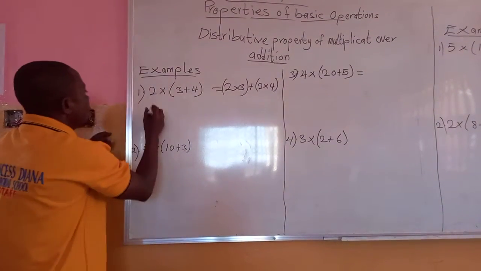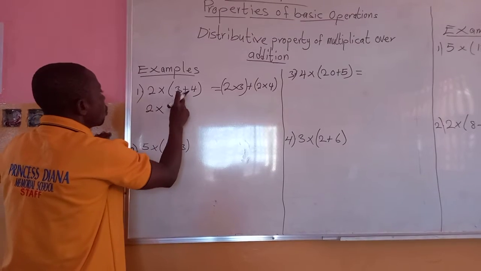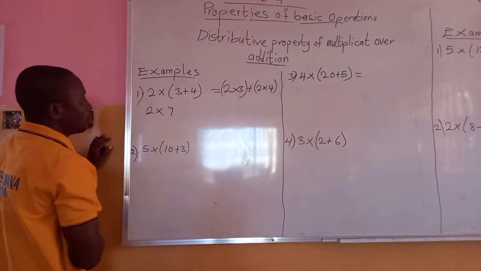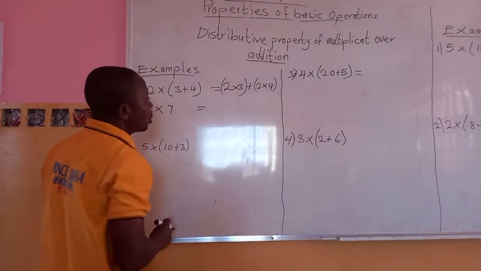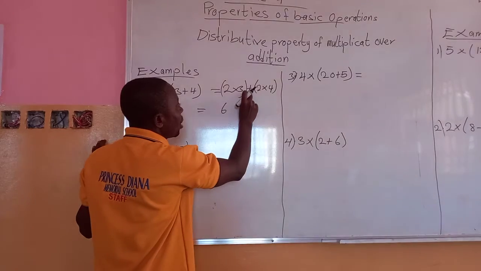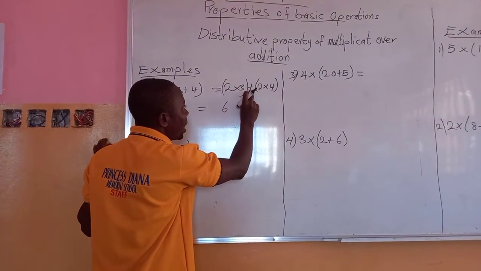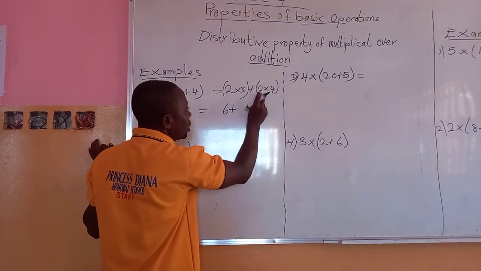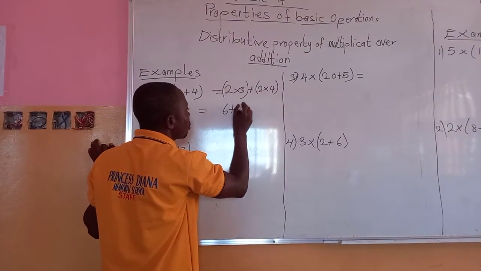Now this will give us 2 times, when we add 3 plus 4, we have 7. And this will be equal to, now 2 times 3 will give us 6. We have addition in the middle here, because of the operation, addition, plus the 2 times 4 will give us what?